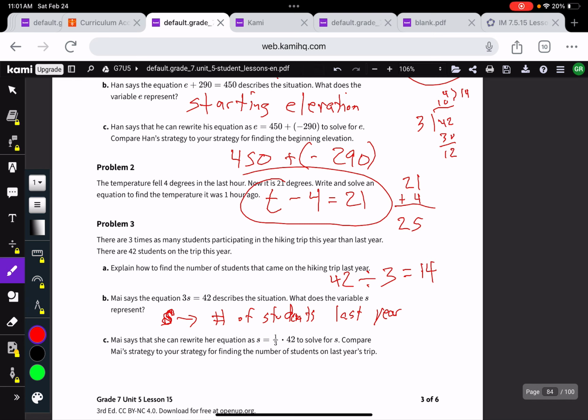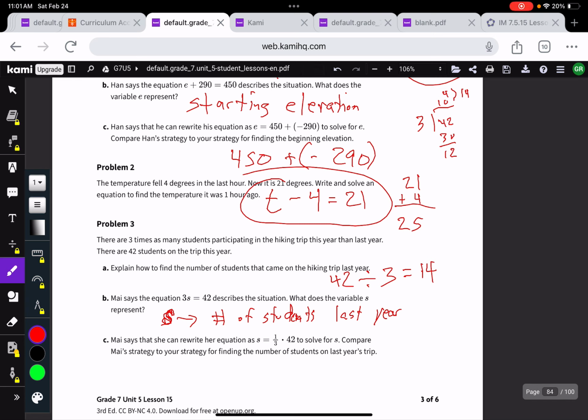We wrote divide by 3. She wrote times 1/3. And if you remember, dividing by 3, if I did keep, change, flip, that's the same as multiplying by 1/3. Changing the divide and flipping the 3. 3 flipped is 1/3.